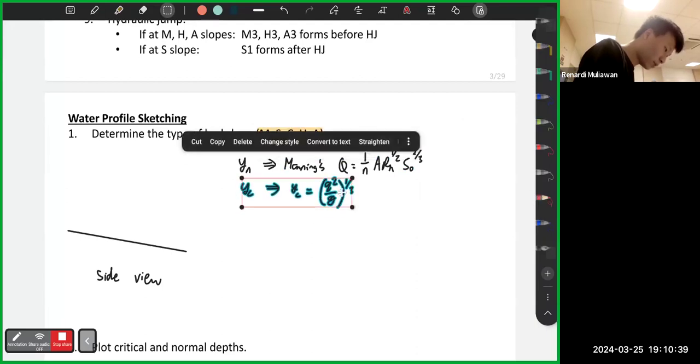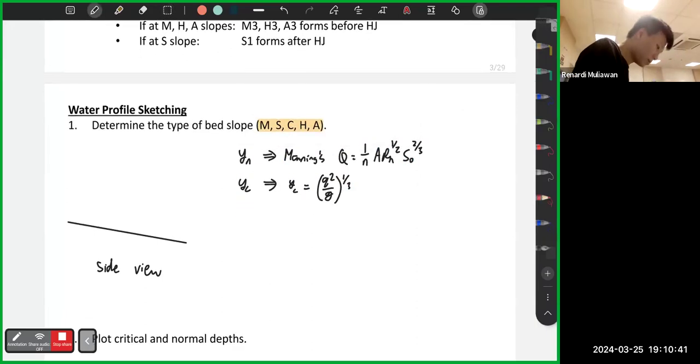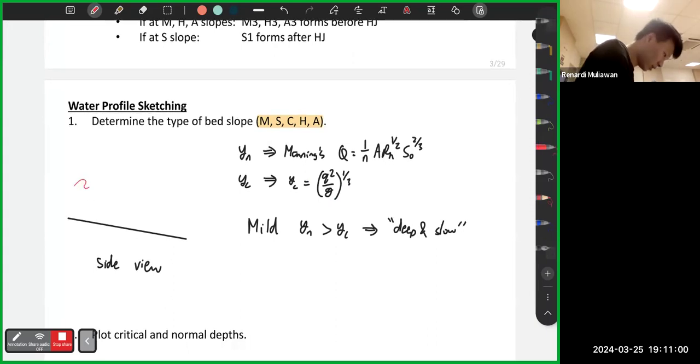From here, let's elaborate a bit more. For a mild slope, your yn is bigger than your yc, because mild means deep and slow. This indicates, for example, this is yc, and this is yn. So this is a mild slope, or M.